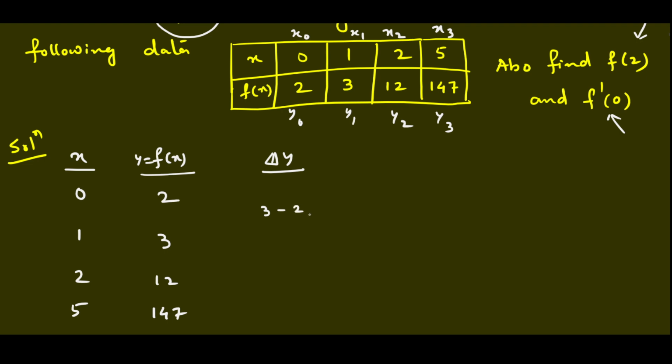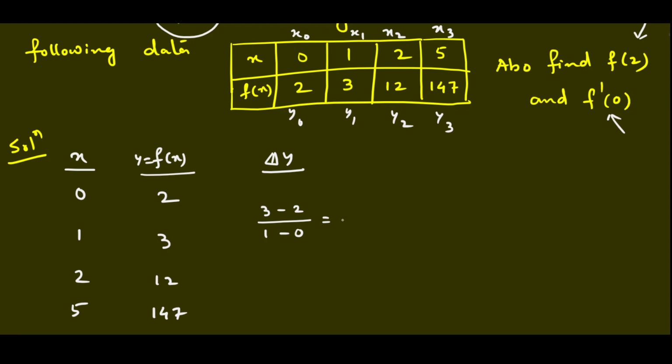y1 minus y0 divided by x1 minus x0. But in the difference table, we just write y1 minus y0. No need to divide it by x1 minus x0. So here the table is a little bit different. So how much is it? After calculation, you will get 3 minus 2 is 1, 1 by 1. So it is 1.